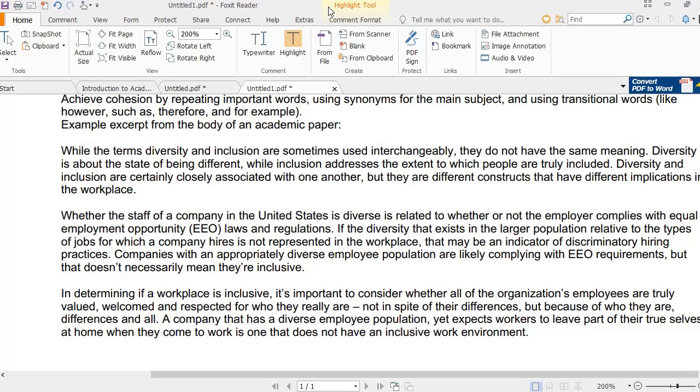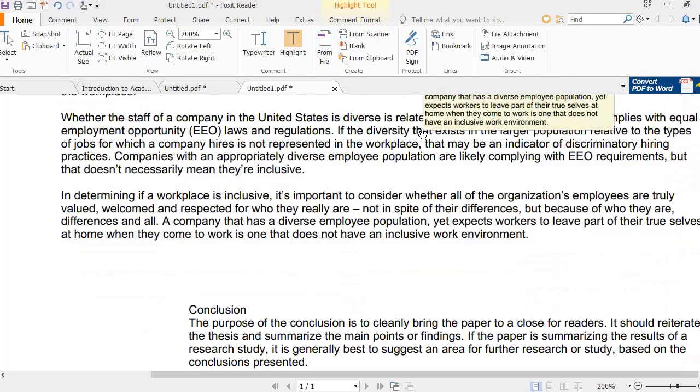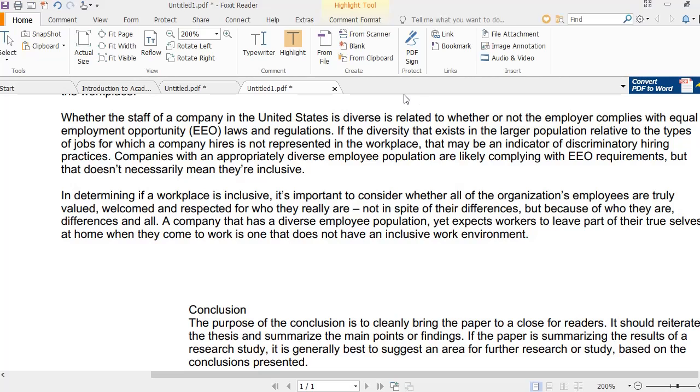Companies with an appropriately diverse employee population are likely complying with EEO requirements, but that doesn't necessarily mean they are inclusive. In determining if a workplace is inclusive, it's important to consider whether all of the organization's employees are truly valued, welcomed, and respected for what they really are. Not in spite of their differences, but because of who they are, differences and all. A company that has a diverse employee population yet expects workers to leave part of their true selves at home when they come to work is one that does not have an inclusive work environment.